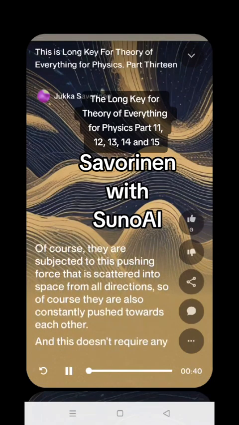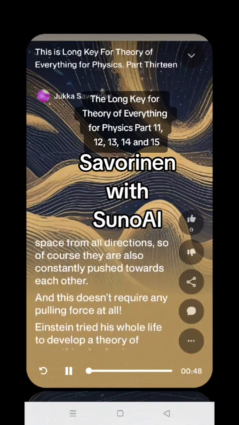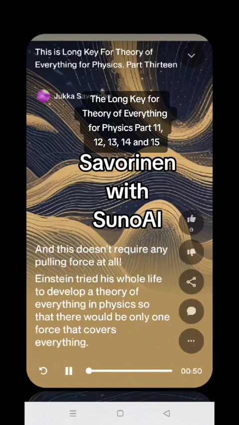Of course, they are subjected to this pushing force that is scattered into space from all directions, so of course they are also constantly pushed towards each other. And this doesn't require any pulling force at all.